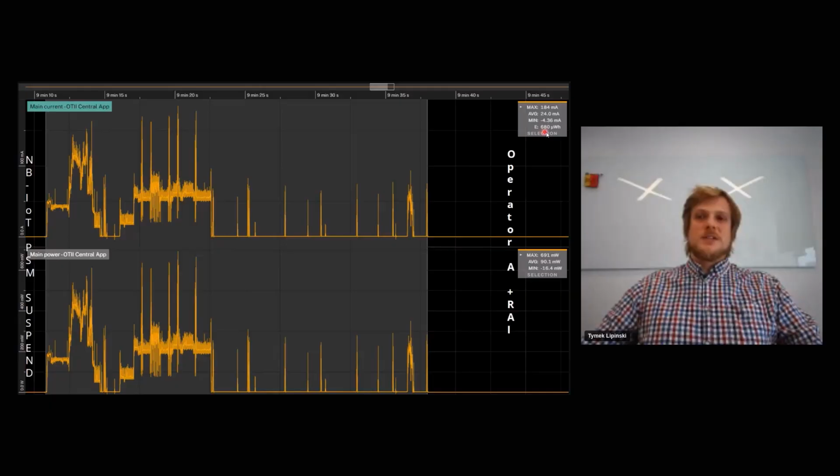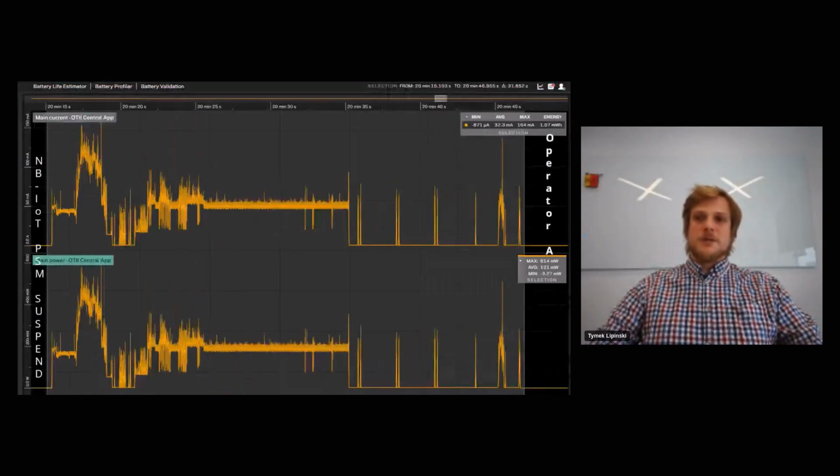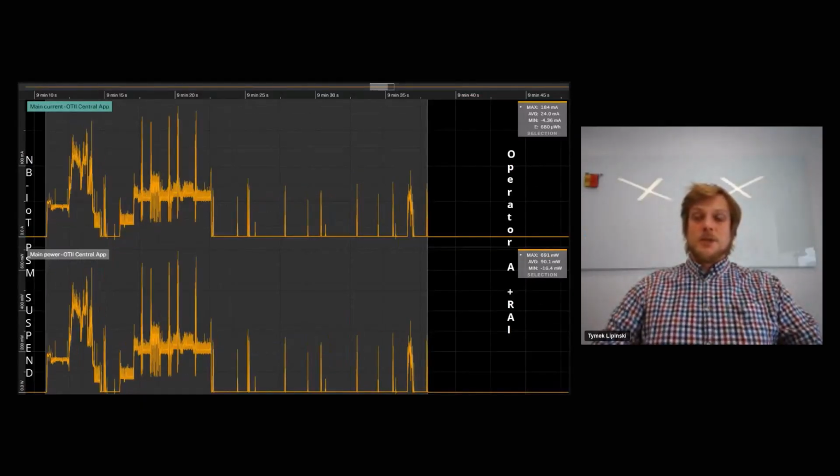Look at the energy: 680 microwatt hours compared to previously over 1 milliwatt hour. This is how much energy saving the release assistance indicator gave us with this particular operator. Please memorize this value, 680, because this is the nasty operator with release assistance indicator.